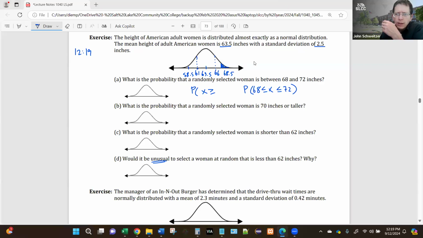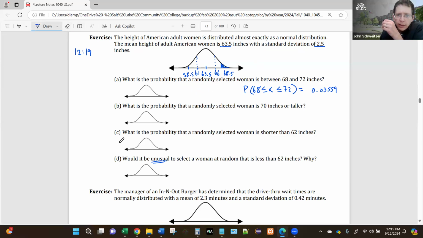So sounds like it's making sense, right? So it's about 3%. So 0.03559. Perfect. So you got about a 4% chance of selecting a female between 68 and 72 inches. It's pretty tall.